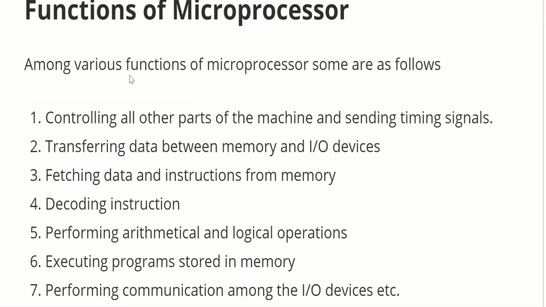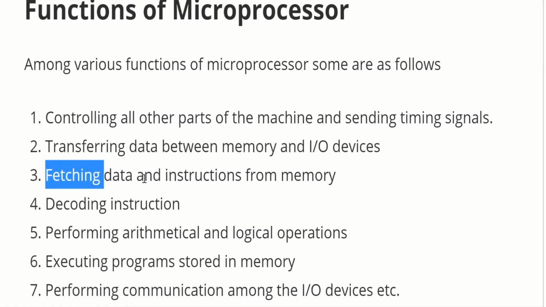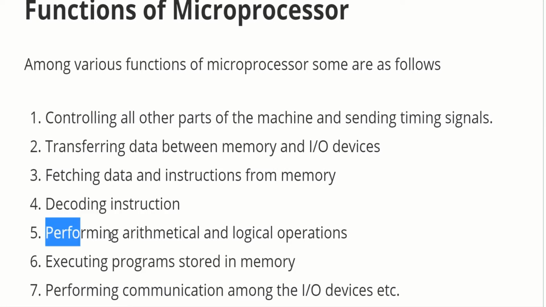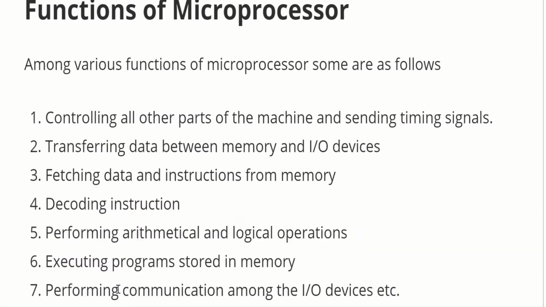These are the basic functions of a microprocessor: controlling all other parts of the machine and sending timing signals, transferring data between memory and I/O devices, fetching data and instructions from memory, decoding instructions, performing arithmetical and logical operations, executing programs stored in memory, and performing communication among the I/O devices. So you can find that memory is playing a major role in the functions of a microprocessor. Now let's get into our next question.